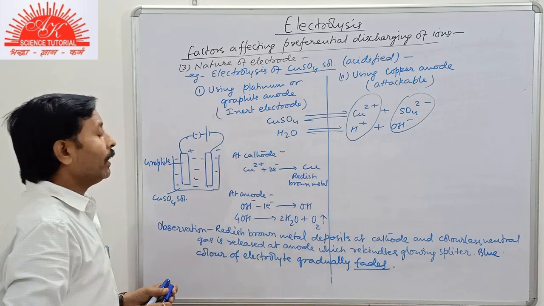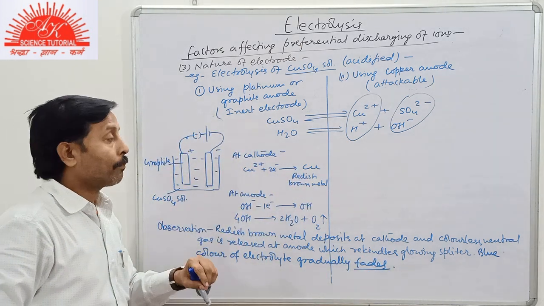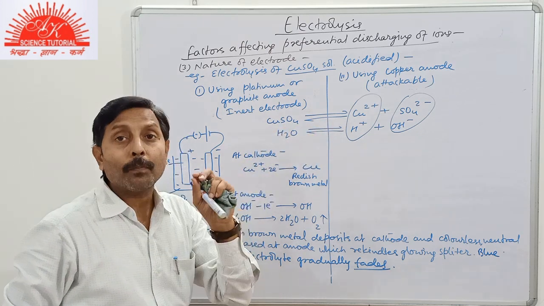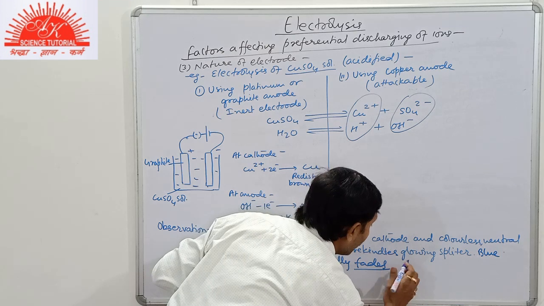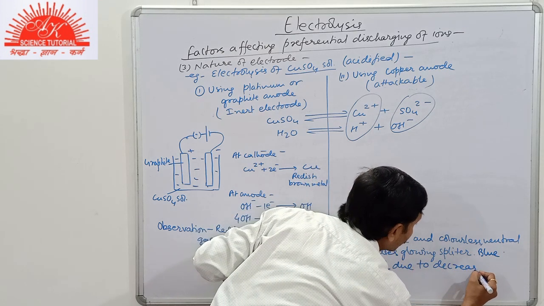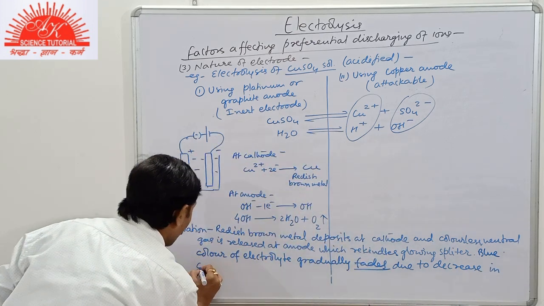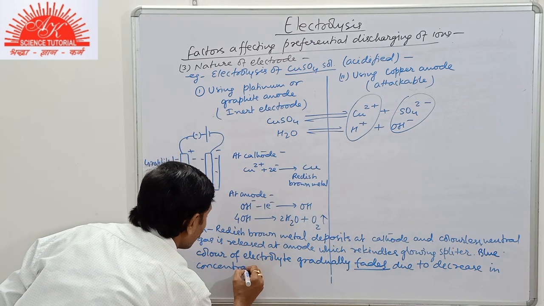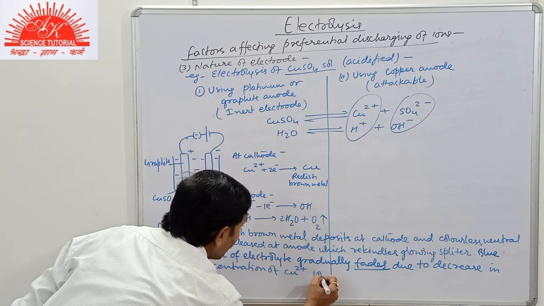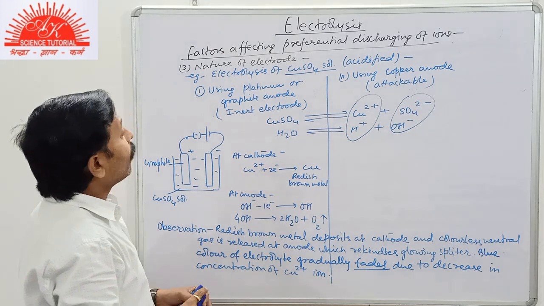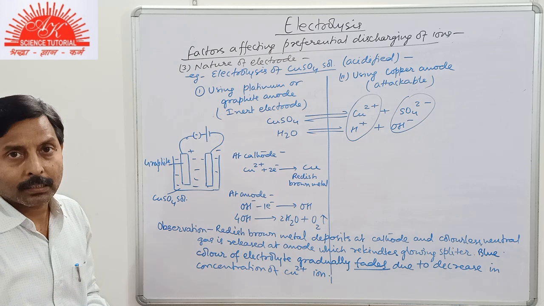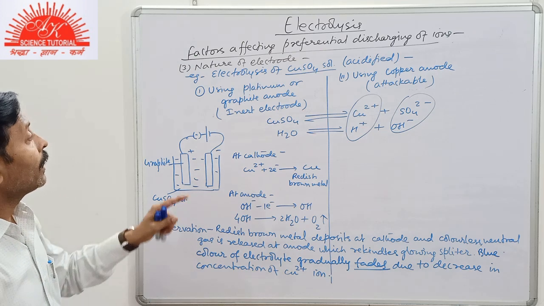That is, gradually it becomes light, it disappears. The reason is that due to the decrease in concentration of cupric ion. We can write here, due to decrease in concentration of Cu2+ ion. Because from the electrolyte, Cu2+ ion is gradually discharged and hence its concentration decreases.